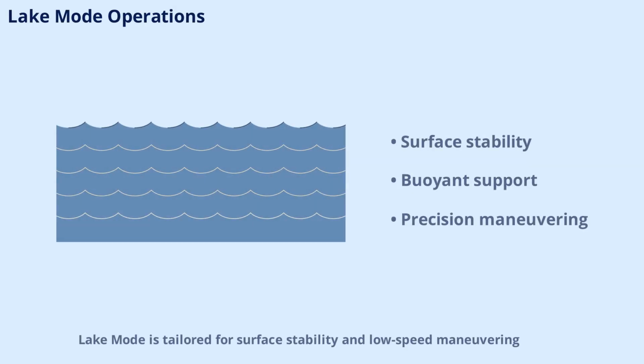Lake mode is tailored for surface stability and low-speed maneuvering. The craft uses its buoyant support systems to maintain a steady position, even in variable conditions. The sensor grid provides constant feedback, allowing for gentle, precise adjustments. This mode is ideal for operations that require minimal disturbance to the water surface and high positional accuracy.